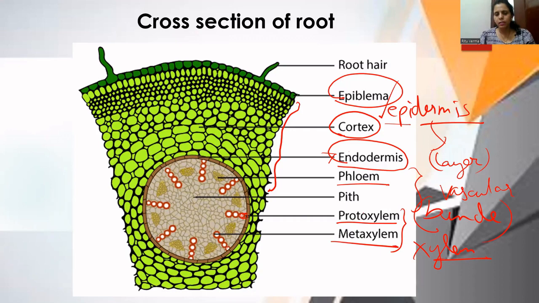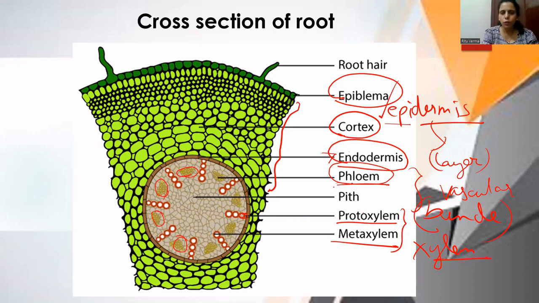And these yellow color cells in between these xylem tissues are of phloem. Phloem helps in translocation of food, that is translocation of sucrose, from source to sink. Now this was the basic structure of cross section of root.